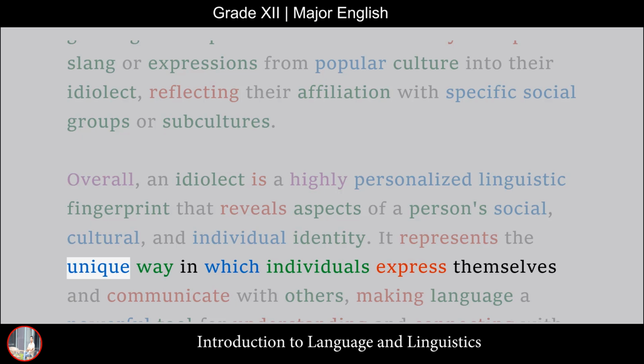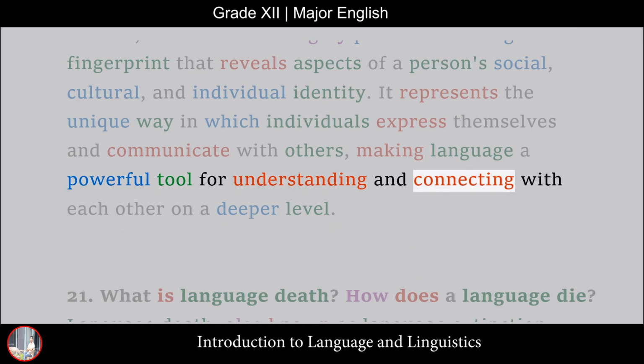It represents the unique way in which individuals express themselves and communicate with others, making language a powerful tool for understanding and connecting with each other on a deeper level.